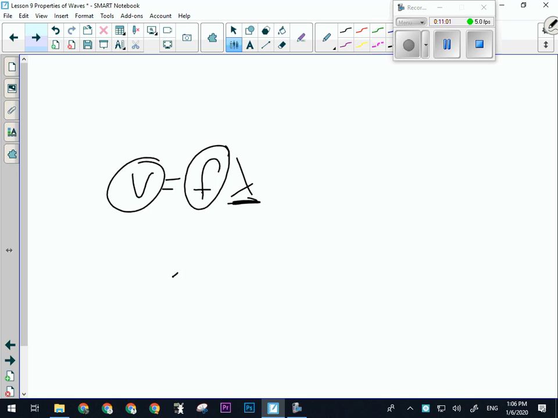All right? So if I manipulate this formula for F, it's going to be V over lambda. If V doubles, what does lambda have to do? It's got to double. Okay? If F is going to stay the same, if V changes, lambda has to change in exactly the same way. Right? That's the only way that F can remain the same.